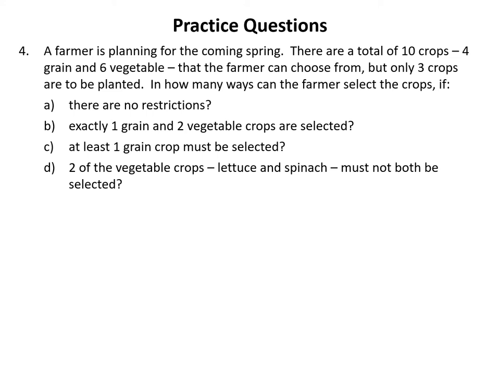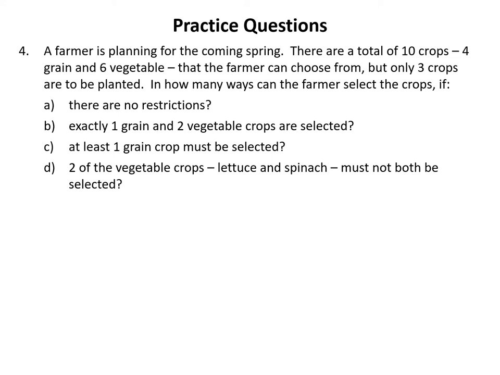Question 4. A farmer is planning for the coming spring. There are a total of 10 crops, 4 grain and 6 vegetable, that the farmer can choose from, but only 3 crops are to be planted.